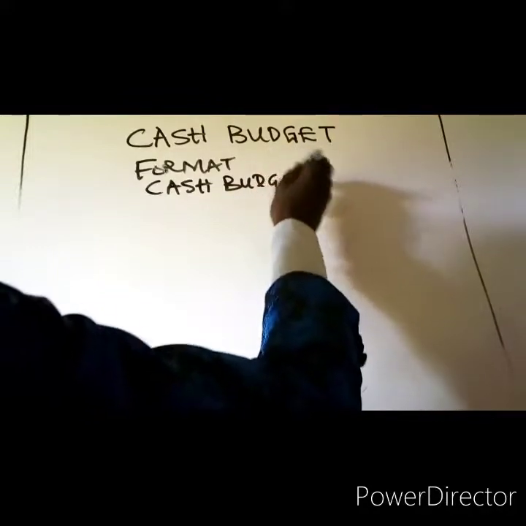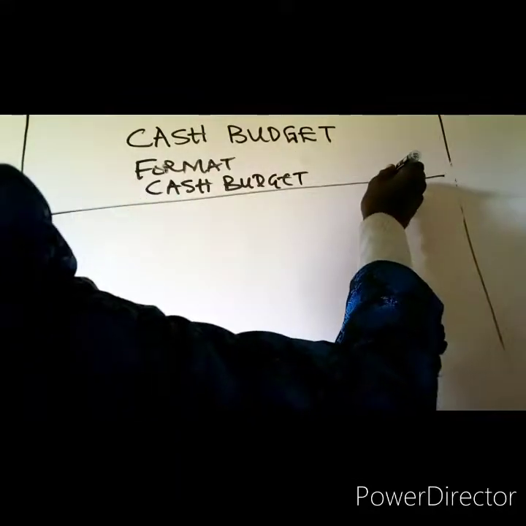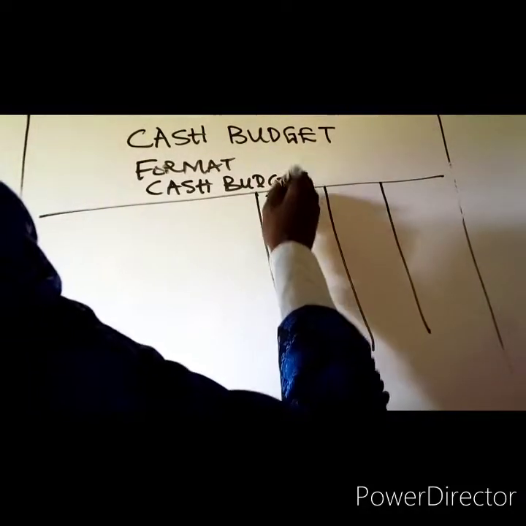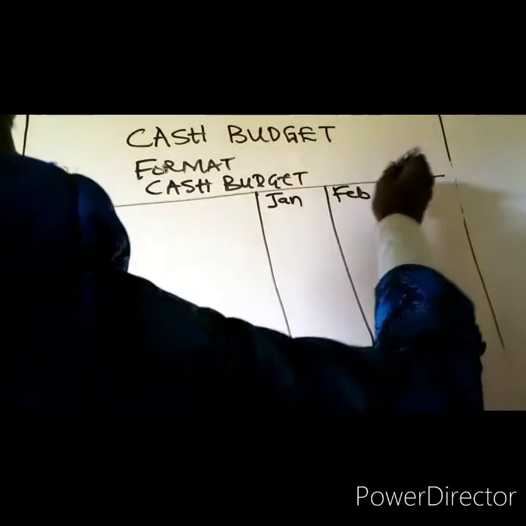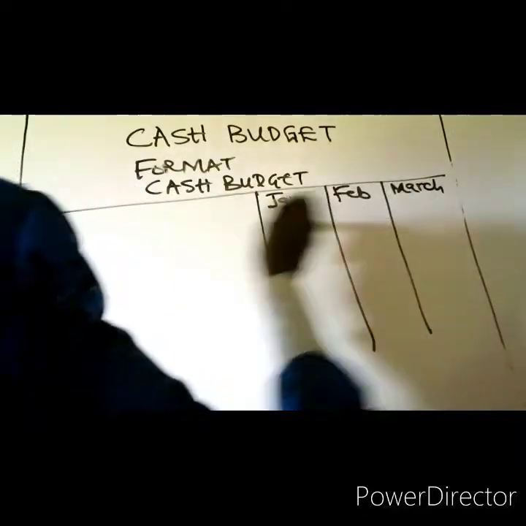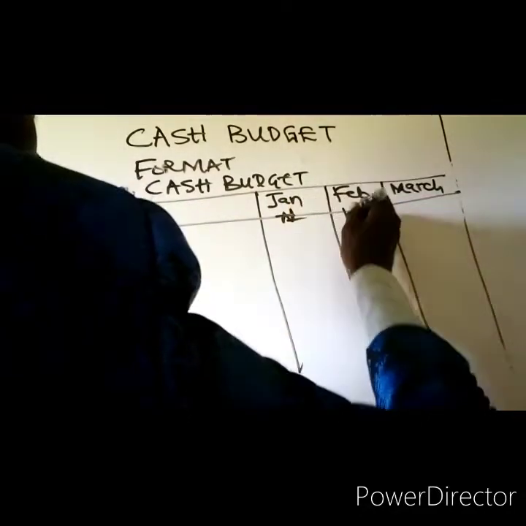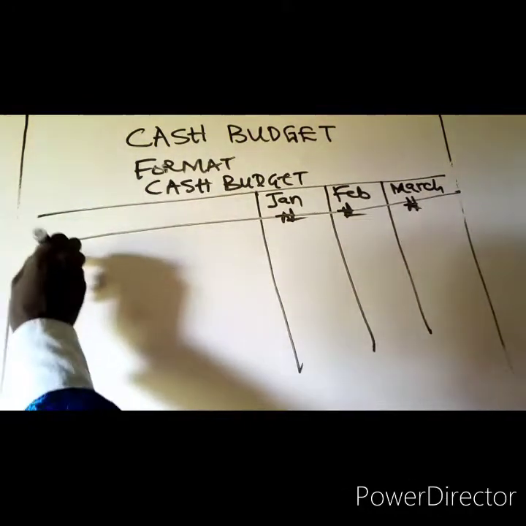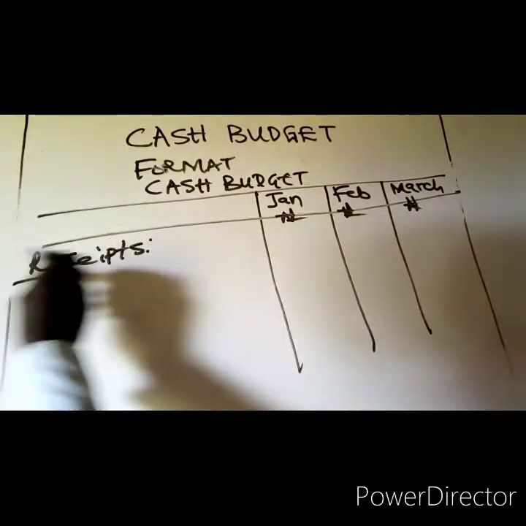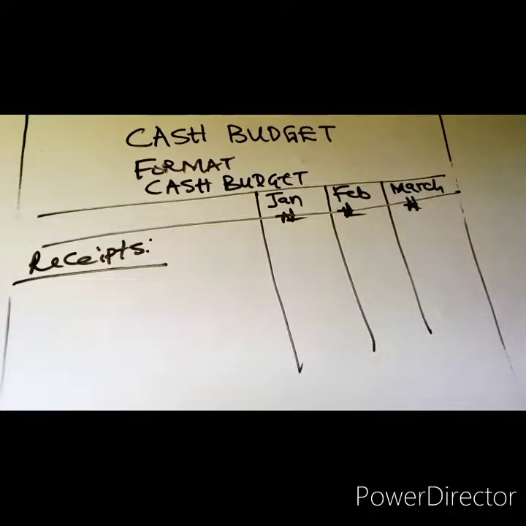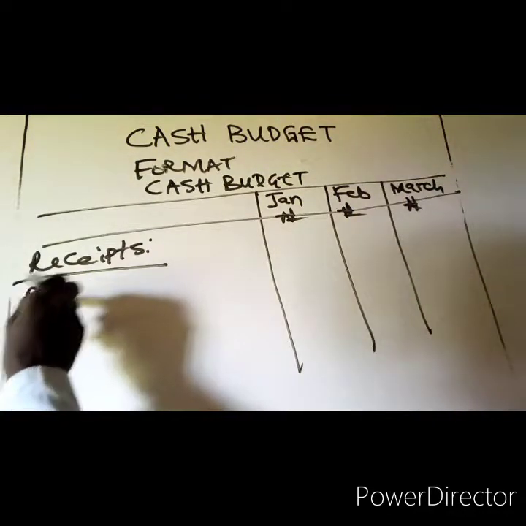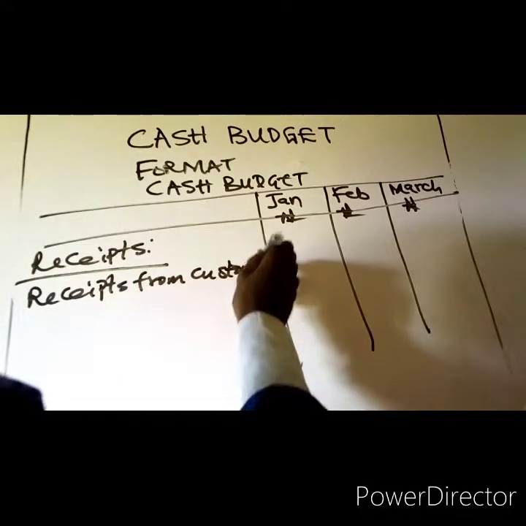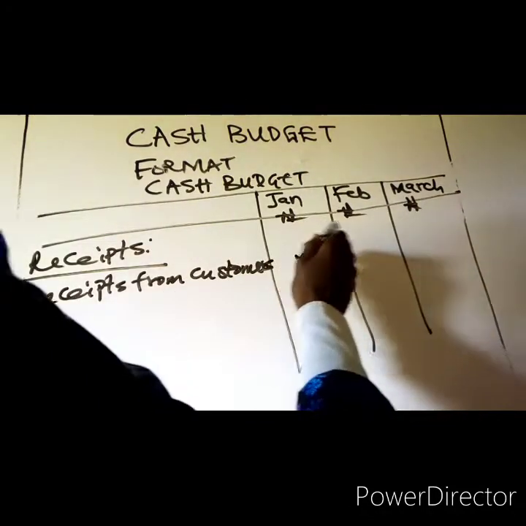Format. I want to assume that the budget period is January to March: January, February, and March. You are going to start with the item of receipts. Your receipts could involve receipts from customers. When you make sales on credit, the amount you receive from customers, you are going to have it here under receipts.